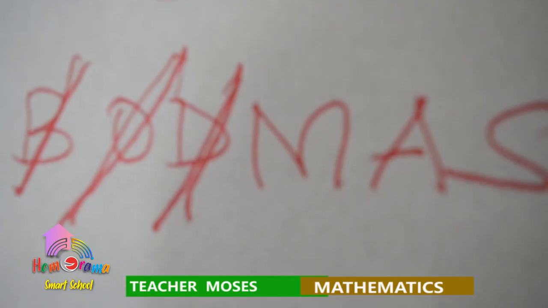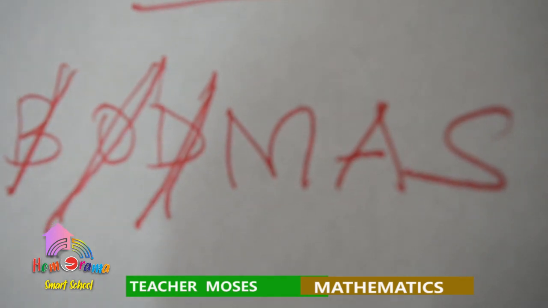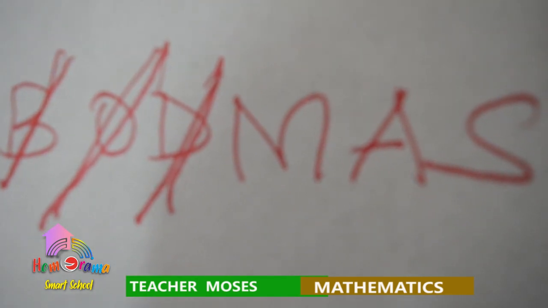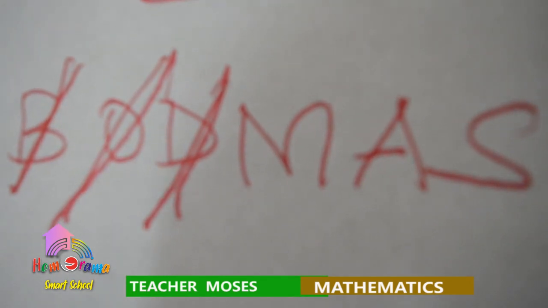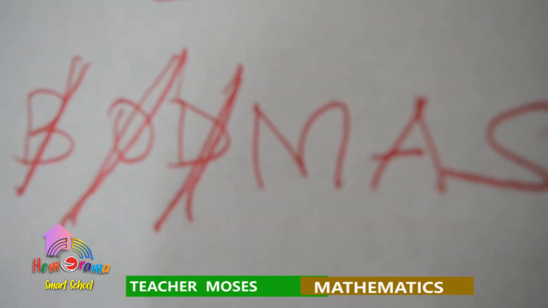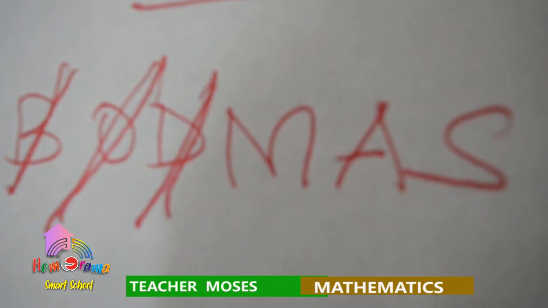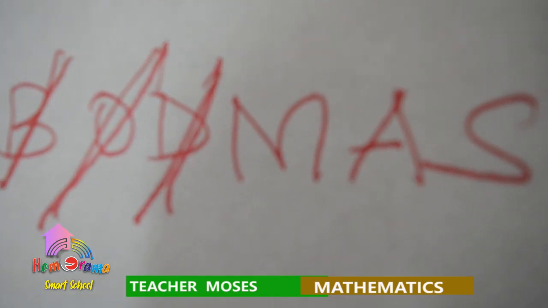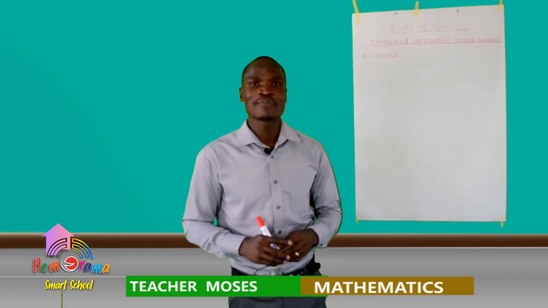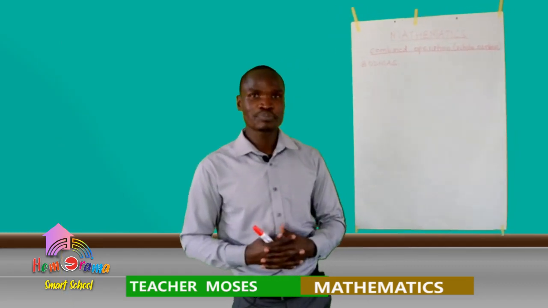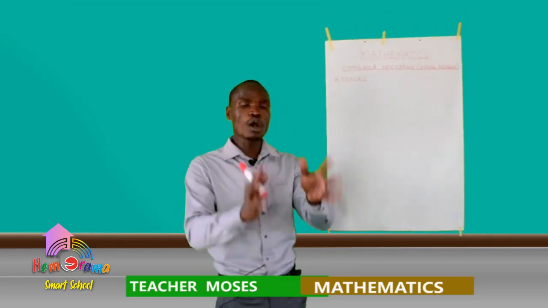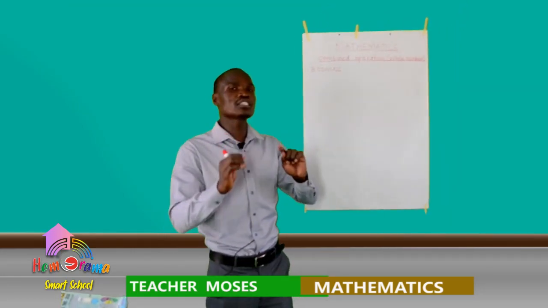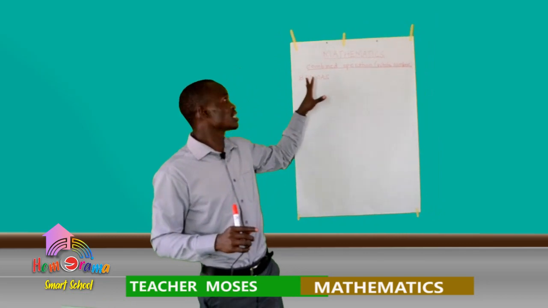BODMAS, and then try to get the meaning of each and every letter. One second, I think, is enough for that, because you will have B, O, D, M, A, S. I'm giving you one second. I believe you're almost there. Now, let me confirm if what you have is what we are going to give you here.